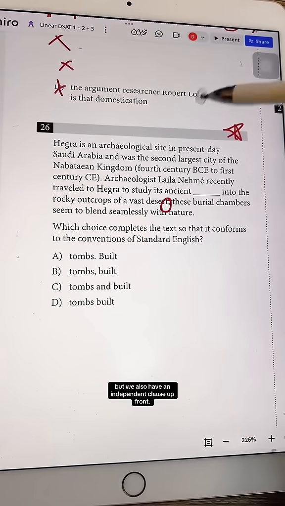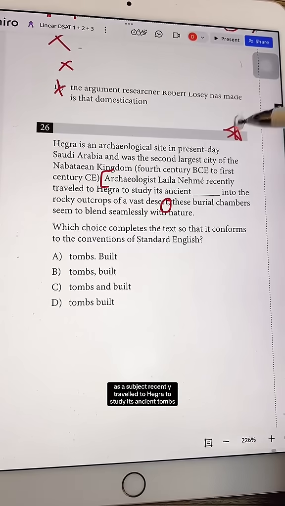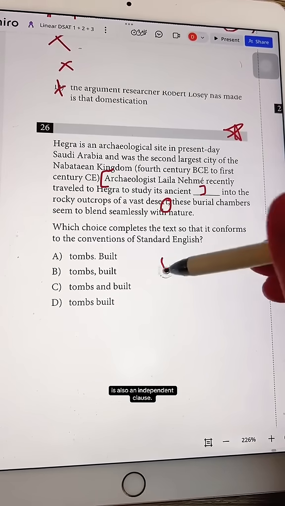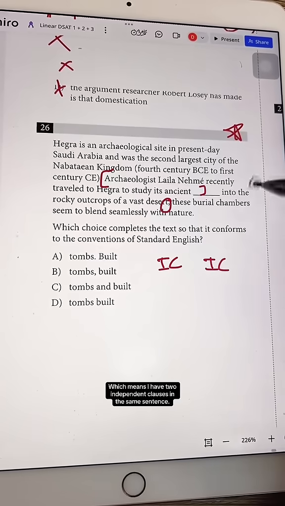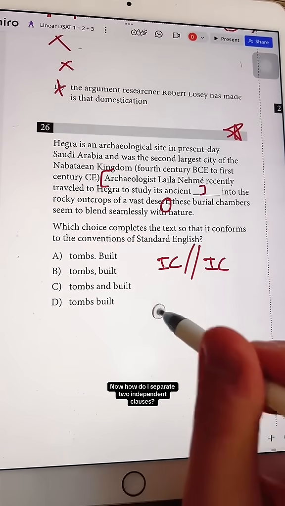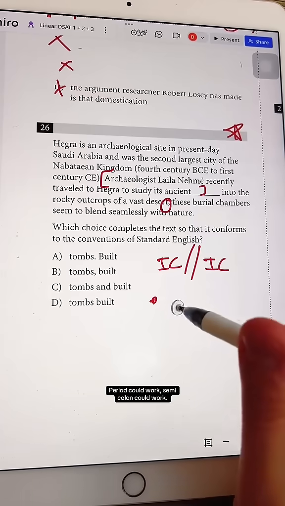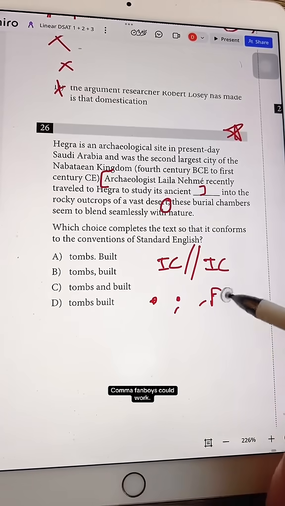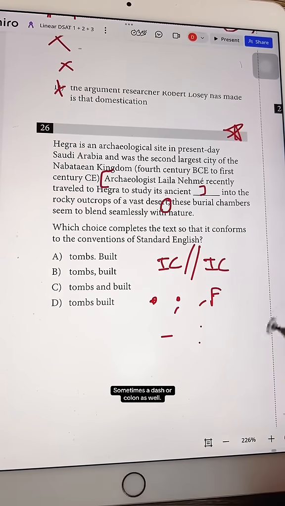But we also have an independent clause up front. Archaeologist Layla, as a subject, recently traveled to Hegra to study its ancient tombs is also an independent clause, which means I have two independent clauses in the same sentence. Now, how do I separate two independent clauses? Period could work. Semicolon could work. Comma fanboys could work. Sometimes a dash or a colon as well.